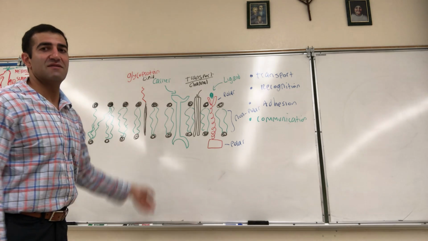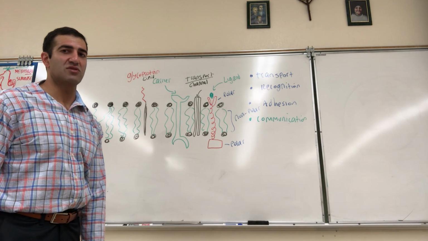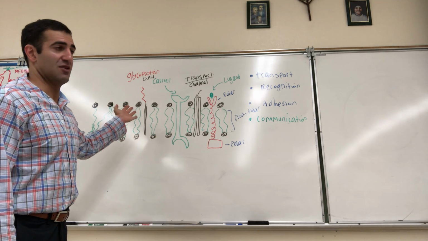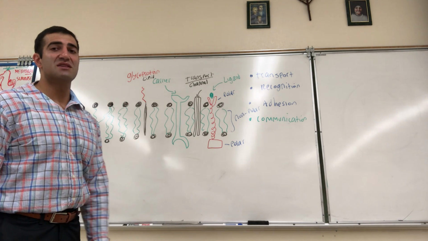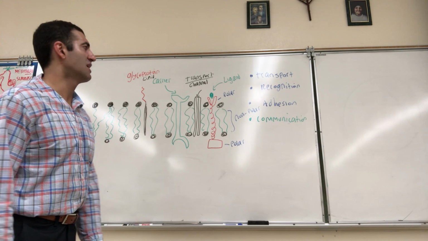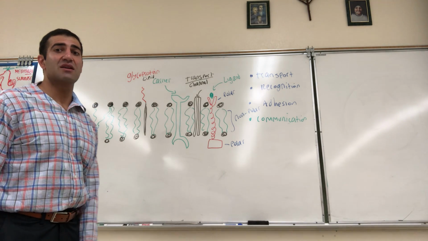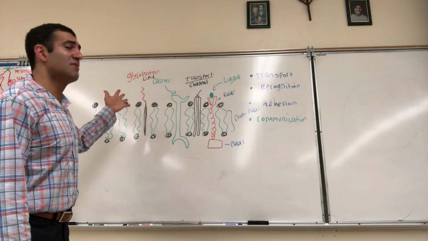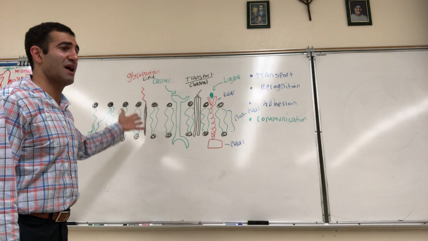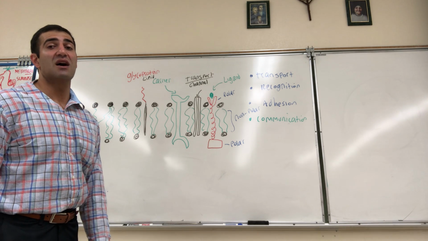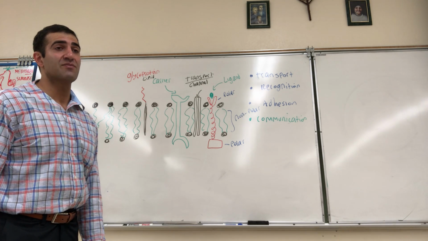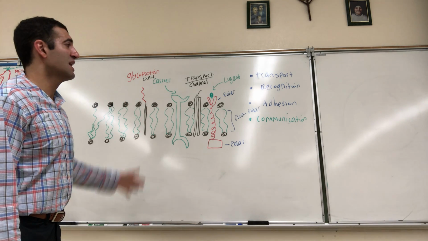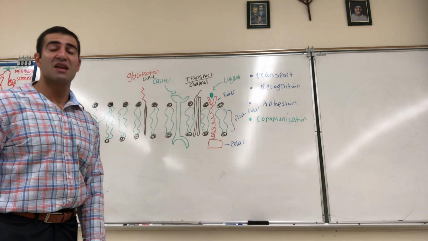Each cell has a very specific pattern of glycoproteins and glycolipids. These almost act like a name badge for the cell. And it's important because it allows the immune system to identify which cells belong in the body and which ones don't. For example, bacteria have a much different glycoprotein and glycolipid pattern than our own cells do. This allows the immune system to recognize them as foreign and then destroy them.